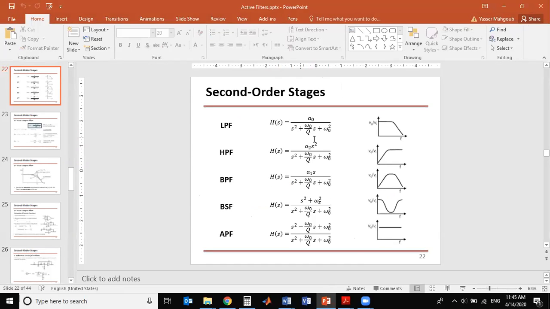It's a low-pass filter. That's correct because it doesn't have S in the numerator. So the coefficient of the S term is omega 0 over Q. The free term is omega 0 square.